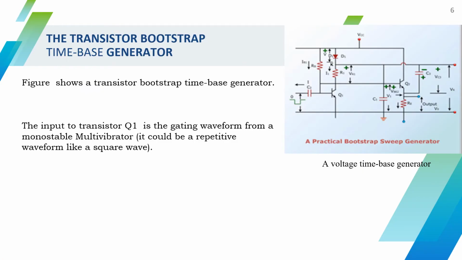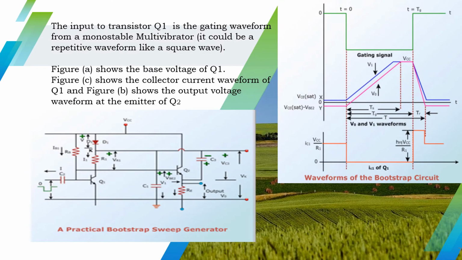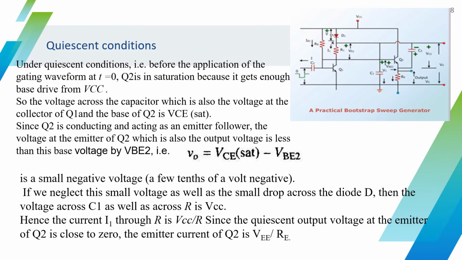Now let us discuss the transistor bootstrap time-based generator. This circuit is a transistor bootstrap time-based generator. The input to transistor Q1 is a gating waveform. This is generally the output of a monostable multivibrator. The output of the monostable multivibrator is used to drive the other circuits like this, and it is equivalent to this voltage. In this way, a linear output voltage, the sweep voltage, is generated by using the bootstrap circuit.